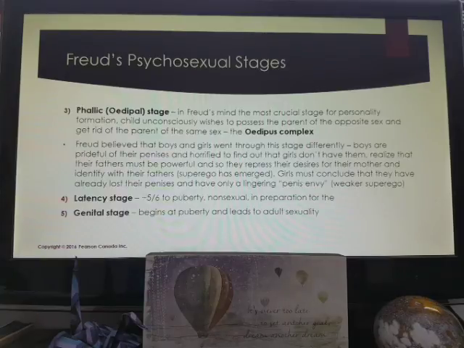You have the latency stage, which starts at around 5 or 6 when the Oedipal complex is resolved. It's a non-sexual stage, which prepares you for the 5th stage, which is the genital stage. This stage begins at puberty and leads to adult sexuality. So that's all you need to know about those 2 stages. The main ones to keep in mind will be the first 3, and in particular the third.